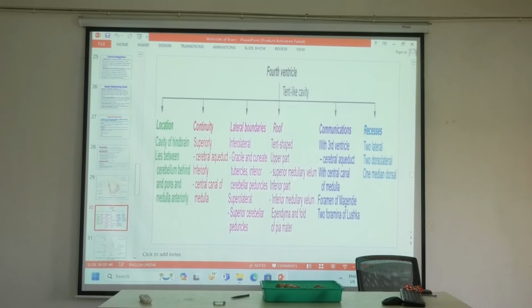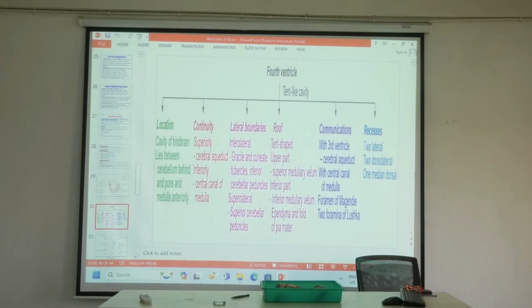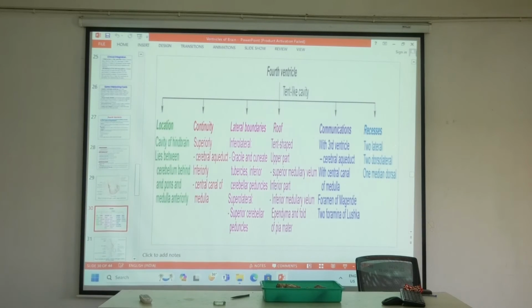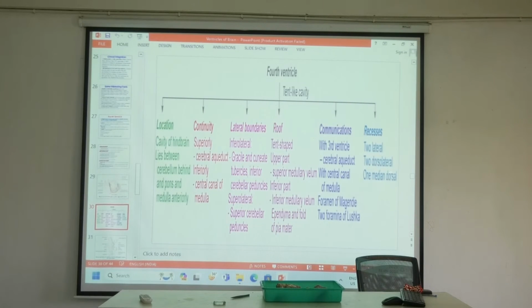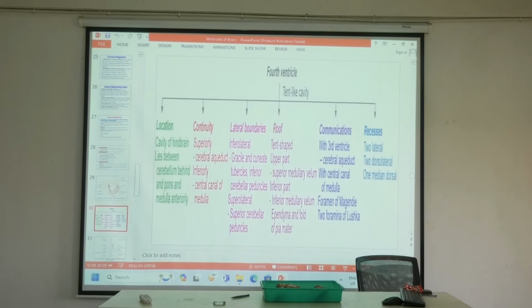Next we go to communications with the third ventricle via cerebral aqueduct and with the central canal of medulla, via foramen of Magendie, and there is also presence of two foramina of Luschka. Okay, three foramina are present here. Now the recesses: two lateral recesses, two dorsolateral recesses, one median dorsal recess. So these are the recesses of the fourth ventricle.